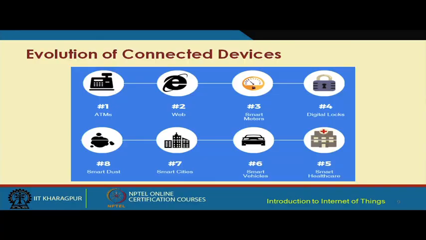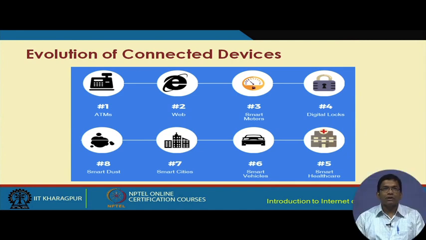And then we have digital locks; biometric based digital locks are very popular. We have smart healthcare, smart vehicles, smart cities, and smart dust. So, these are the different technologies that have evolved. These are the different connected device based technologies that have evolved over the years.